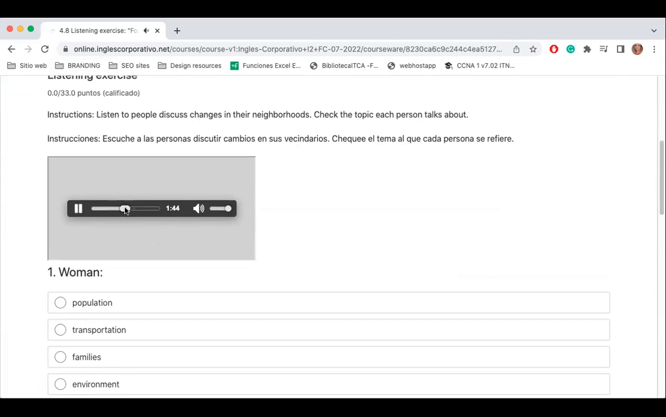Page 60, exercise 5, part B. Listen again. Write down the change and if things are better or worse now. 1. How long have you been living here? Oh, for over 20 years. And have you noticed a lot of changes during that time? Oh, yes, quite a few. This is a much nicer place to live now than it used to be. It's much greener. When I first moved here, there weren't many trees around. But over the last few years, the city has planted trees everywhere. It's made such a difference.